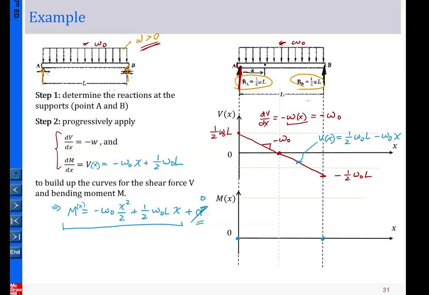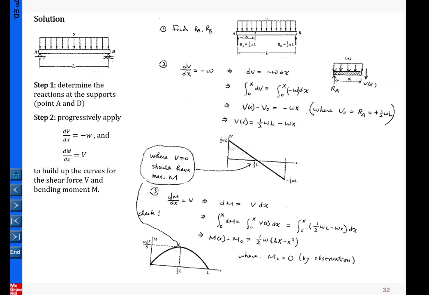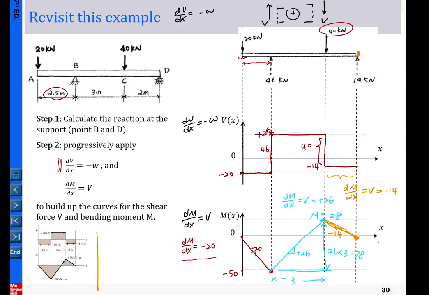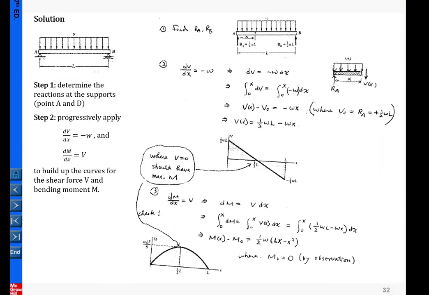Okay, if you plot this one correctly, it would be something like this. Basically that is a parabolic curve, and the maximum happens at the middle here. So this is parabolic. Okay, so that is the detailed calculation for this example.